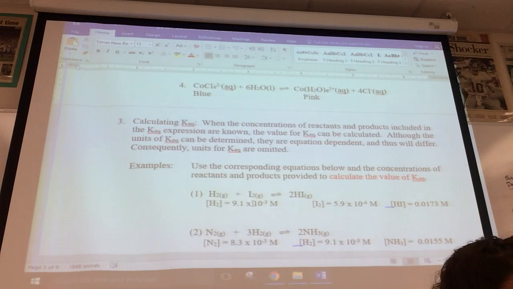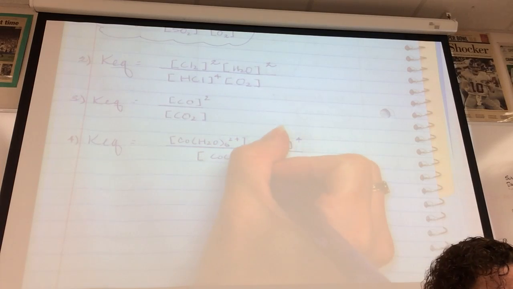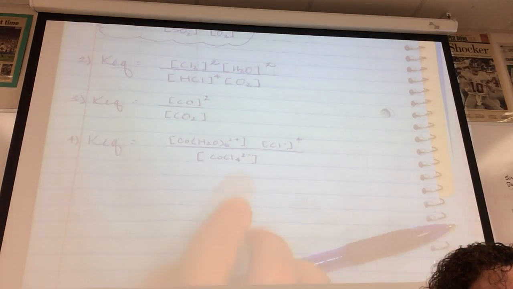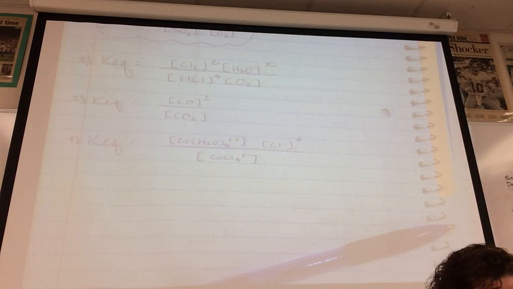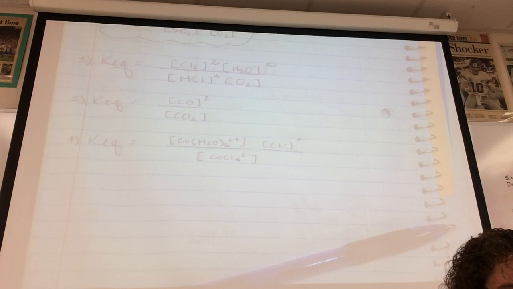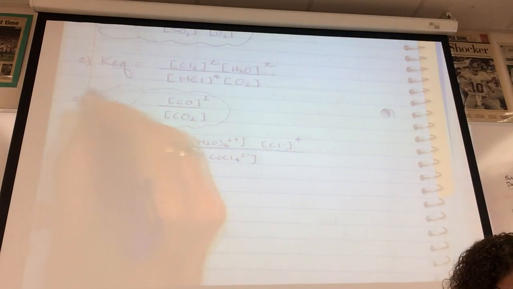What do you not include in the denominator? Water. How come? Because it's a liquid. So the aqueous substance as such, and these are a little far apart, but just the way I wrote it, not that it's meaningful. So product concentration in the numerator, reactant concentration in the denominator, the coefficients become the exponents. And that's how you write a KEQ expression.